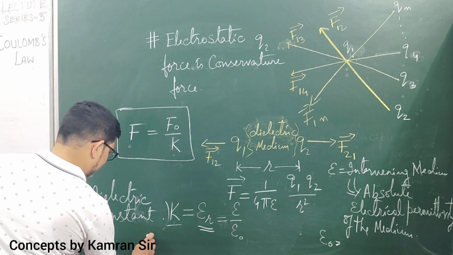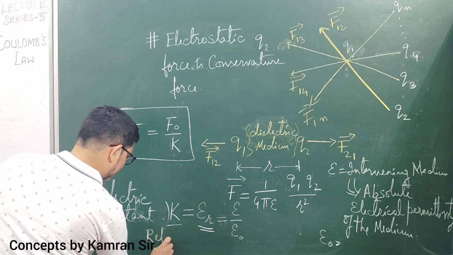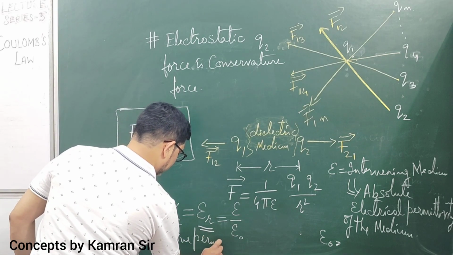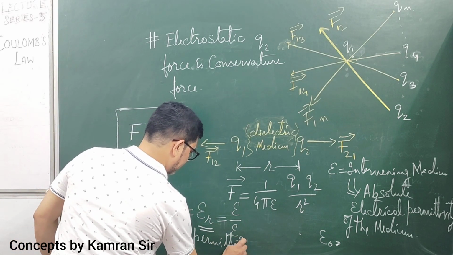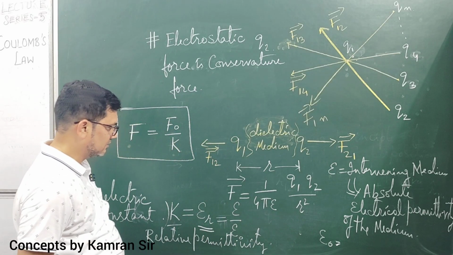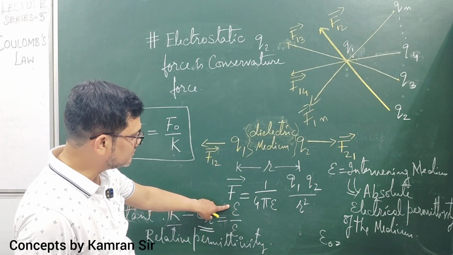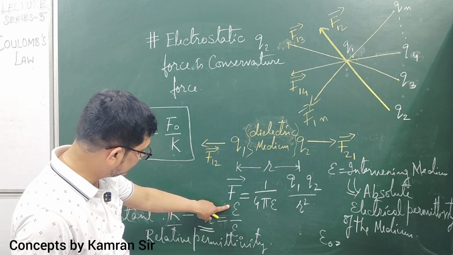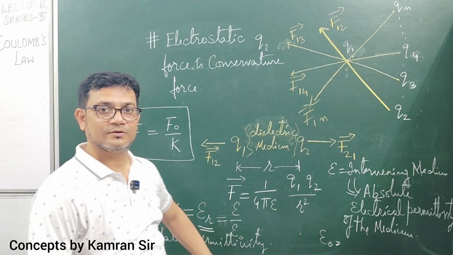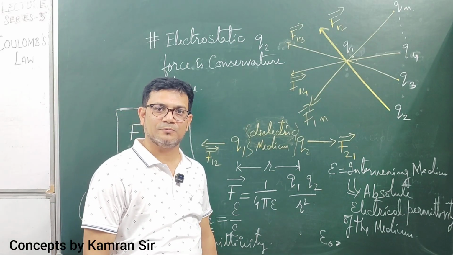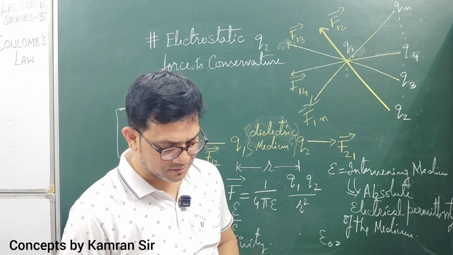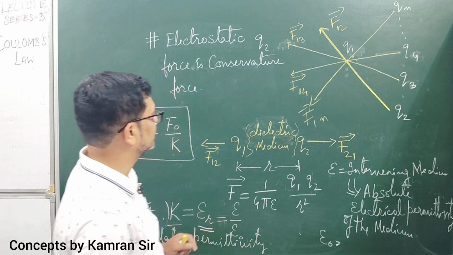This K is known as relative permittivity, another name being dielectric constant. And this relative permittivity is epsilon, the absolute electrical permittivity of the medium, over the absolute electrical permittivity of free space or vacuum. It is an extremely important relation that you can remember for numerical problems. Take note of this.